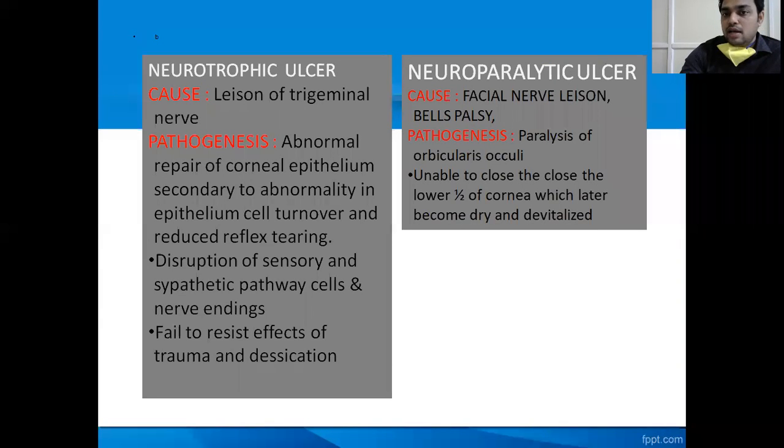Whereas in case of neuroparalytic ulcers, because of the facial nerve lesion, that leads to Bell's palsy. There is a paralysis of the orbicularis oculi muscle, and the patient is unable to close the eyelid completely. The lower half of the cornea is exposed to the outside environment, and eventually it will become dry and devitalized. And finally, it leads to neuroparalytic corneal ulcers. These come under non-immune mediated, non-infective corneal ulcers.